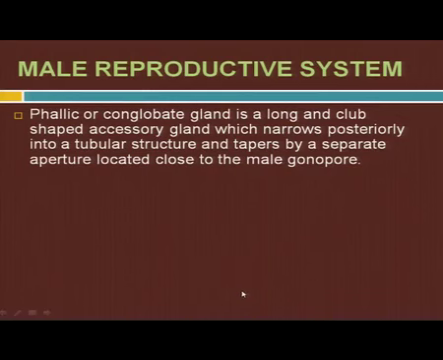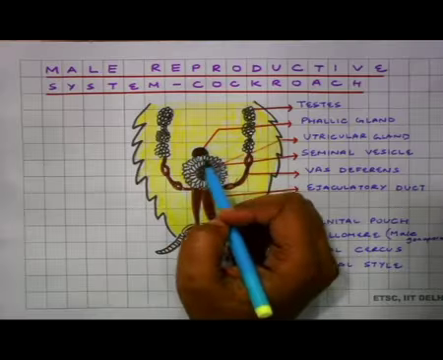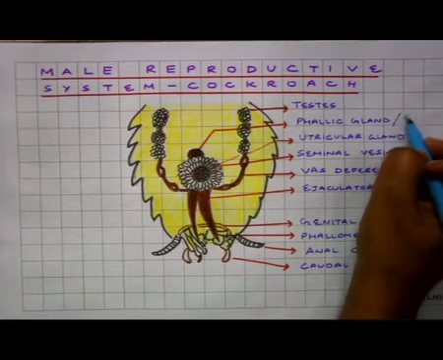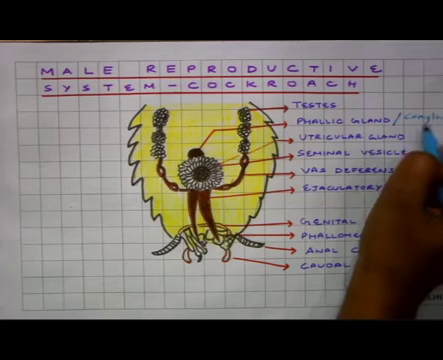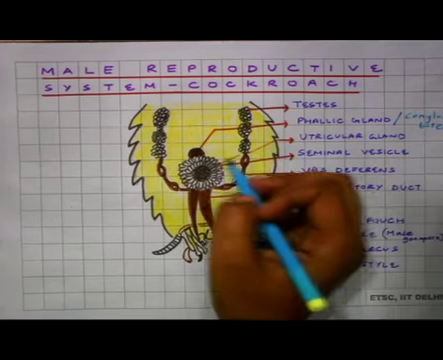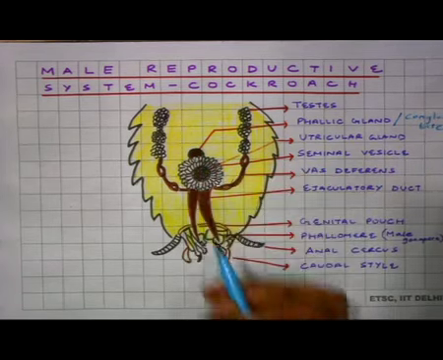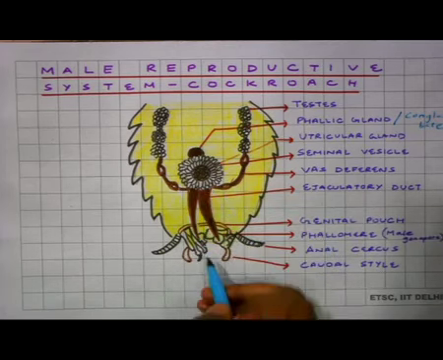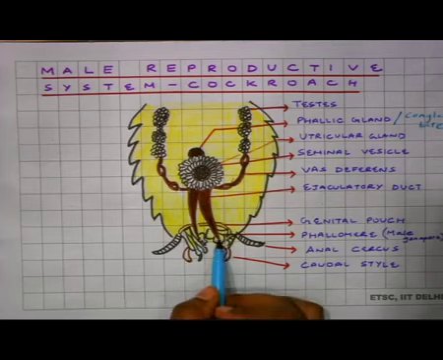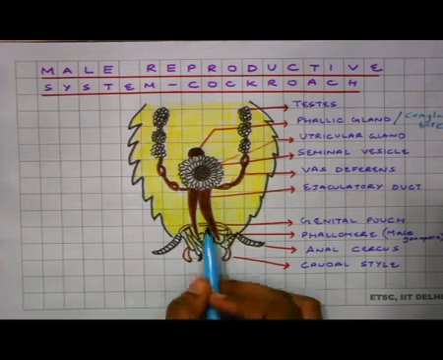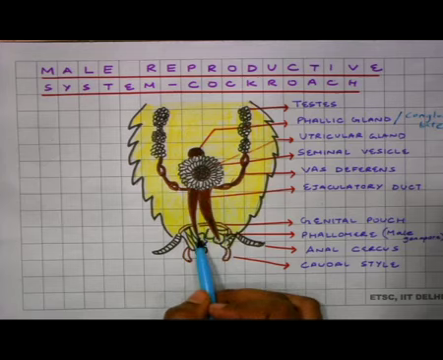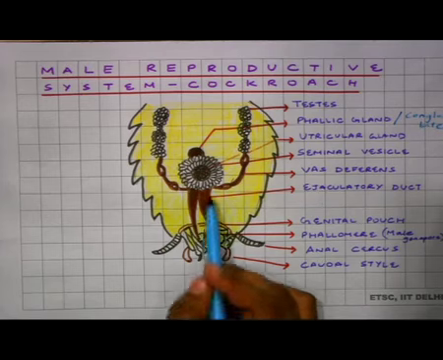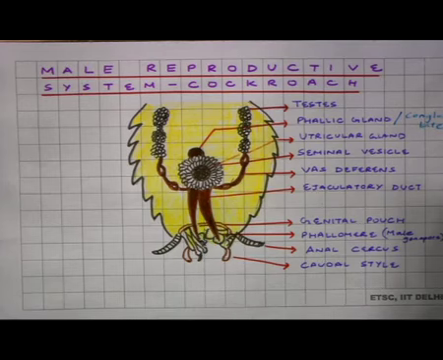Then you can see one more gland here, a club shaped gland, which is the phallic gland, also known as conglobate gland. It is a long and club shaped accessory gland which narrows posteriorly into a tubular structure and opens by a separate aperture. This was the male gonopore where the ejaculatory duct opens, and this one is the separate aperture where the stalk of the conglobate gland or the phallic gland will open.